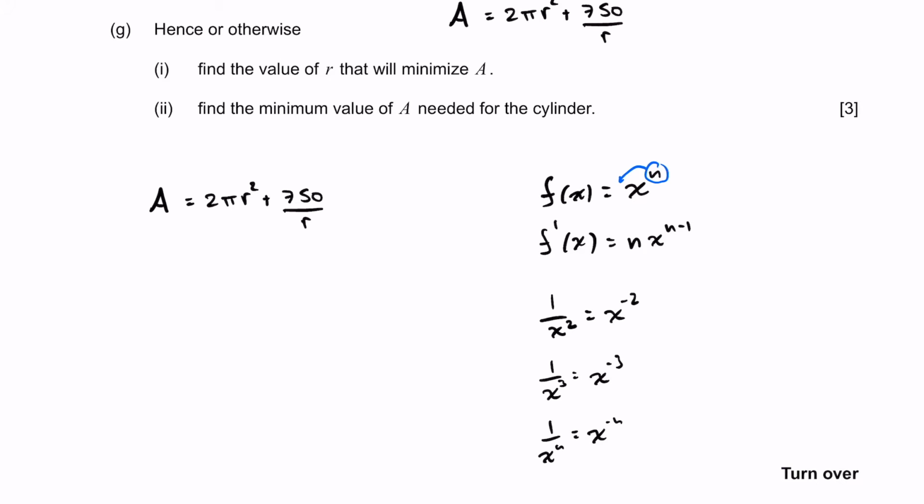the denominator and write it with a negative exponent. So A is equal to 2 pi r squared plus 750 stays the same. This r is actually r to the 1, so when we bring it up, it's going to be times r to the negative 1. So we could write times r to the negative 1, but we don't need to exactly. All right, now everything's as it should be, and now we can take the derivative.